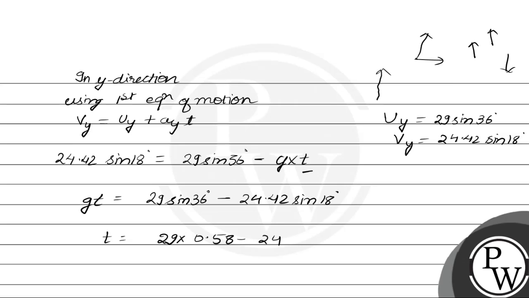Time t equals to 29 into sine 36, which is 0.58, minus 24.42 into sine 18, this is 0.30, upon g, this is 9.8. On calculating, this time t will become 0.96 seconds.